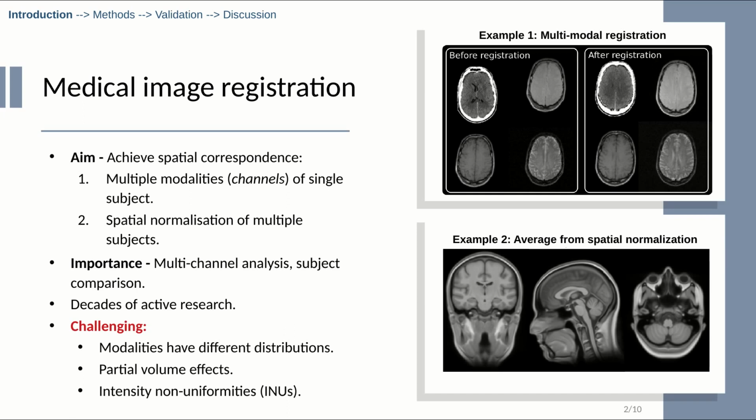modalities can have different distributions, for example CT and MRIs. There can be big partial volume effects, for example in very thick sliced MR images, and intensity non-uniformities, part of the MRI acquisition, can also lead to difficulties, abbreviated INUs here.